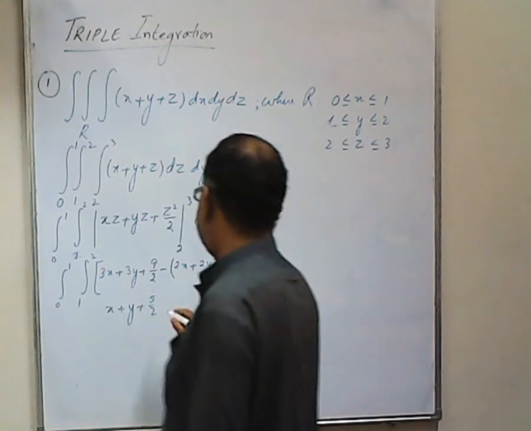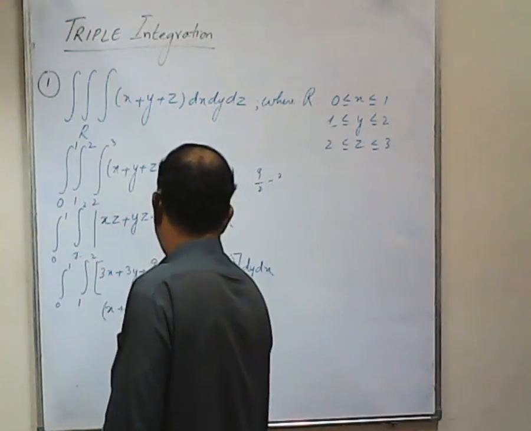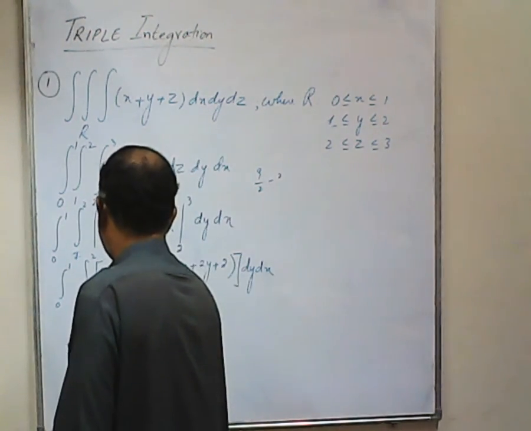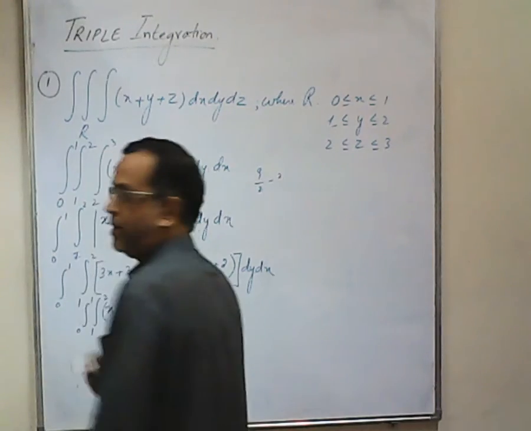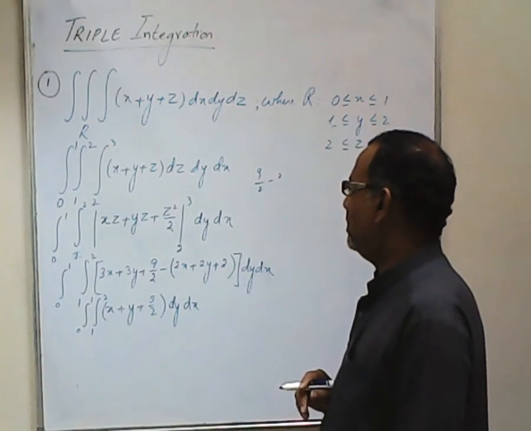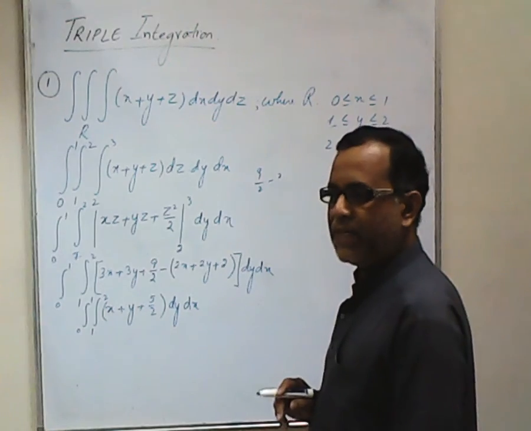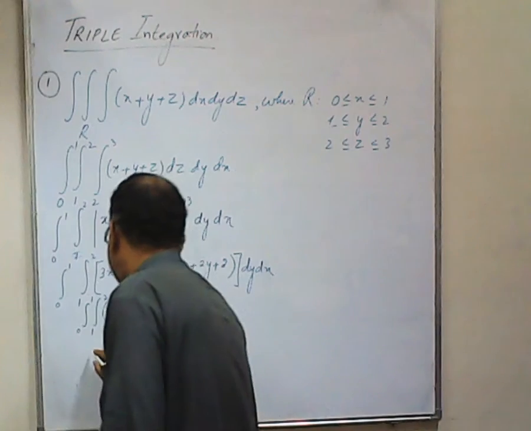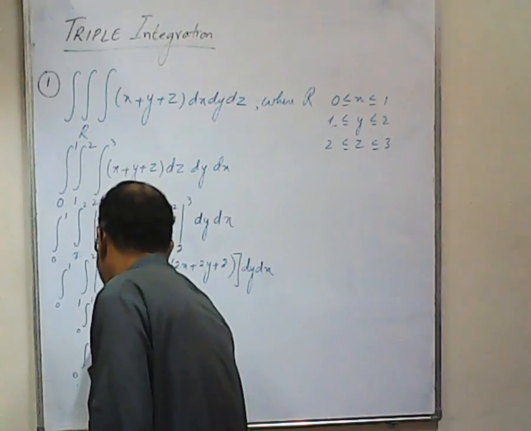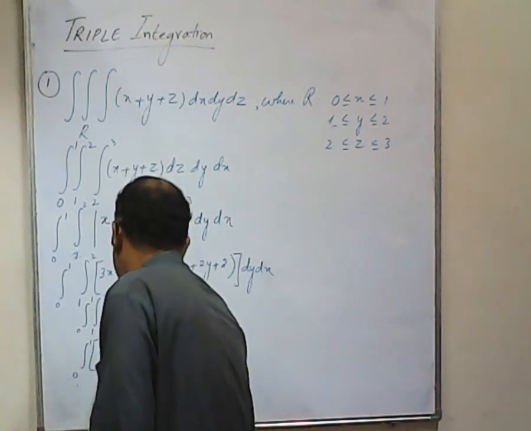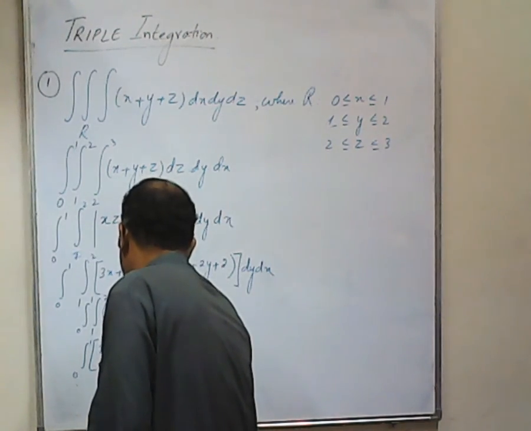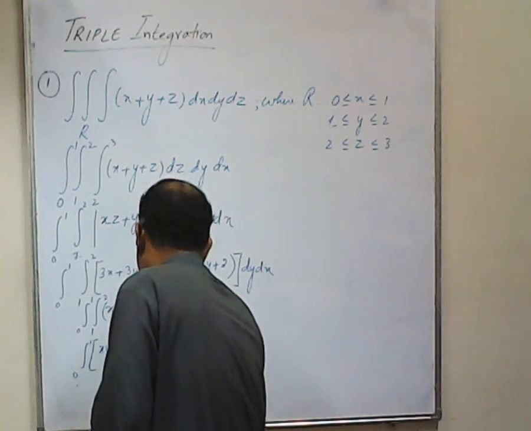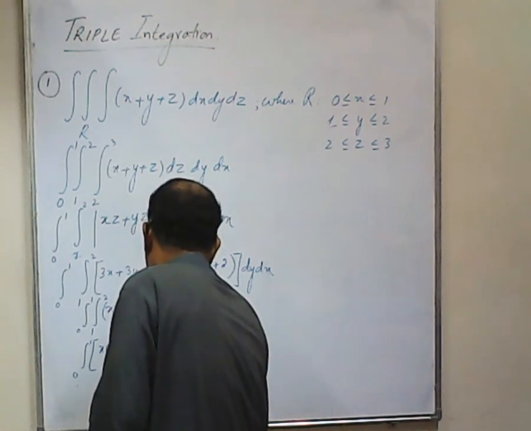So now this term will be integrated with respect to y. So here we have 1 to 2 and 0 to 1. So now integrating with respect to y. Let me write one more step here. So this is 0 to 1 and now I have xy plus y square by 2 and plus 5 by 2y, and limits are 1 to 2, dx.